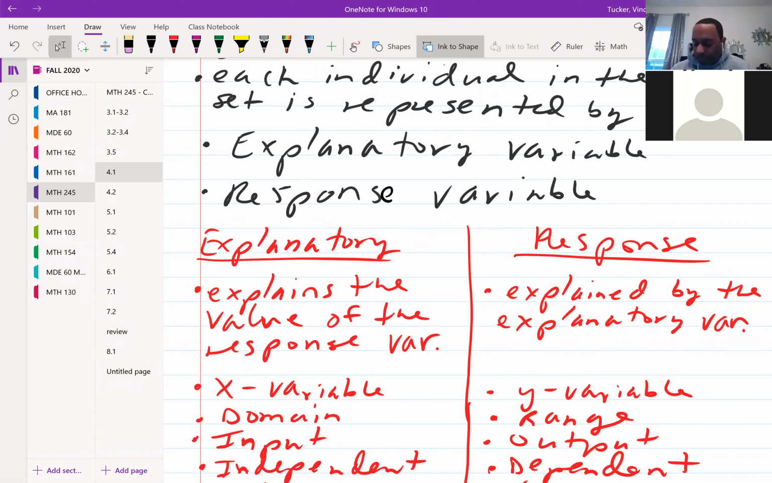All right, so here are the differences or the contrast between the explanatory variable and your response variable. The explanatory variable explains the value of the response variable, while the response variable is explained by the explanatory variable. In other words, it will respond to the explanatory variable. And we'll see an example of that in a second.